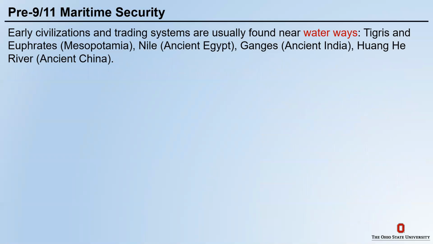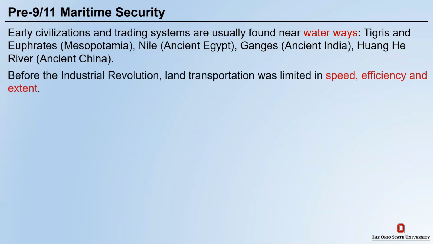Now let's talk about maritime security, and then land transportation security and aviation security. Firstly, maritime. Why maritime? Because early civilizations and trading systems were usually found near waterways: the Tigris, Euphrates, Nile, Ganges, and Huanghe River in China. So all those ancient civilizations were found nearby these huge rivers.